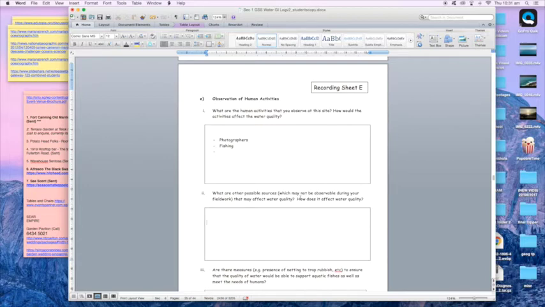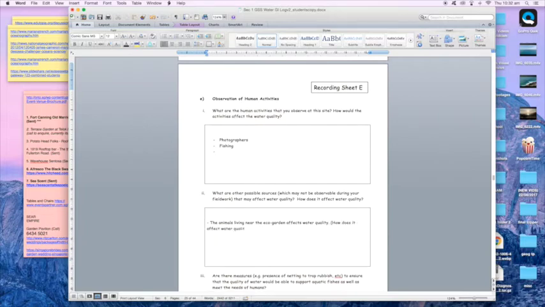Alright, for example, maybe you think that the animals living near the eco garden affect water quality. So you need to explain how does it affect water quality. So this is why you might have to research. Okay.